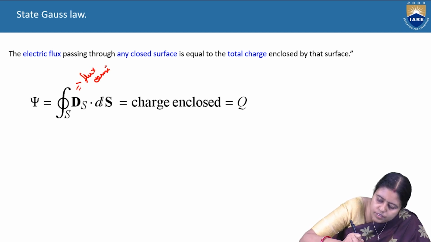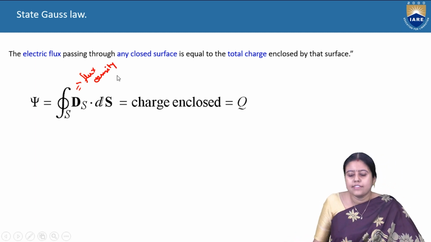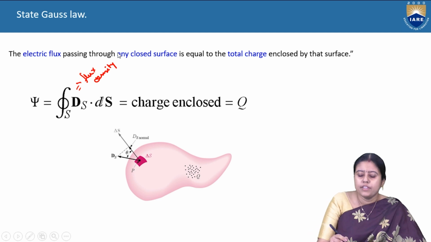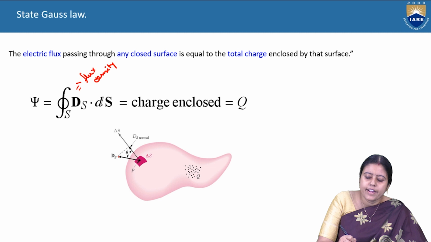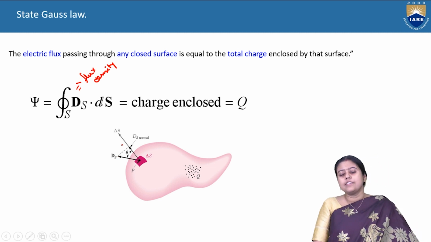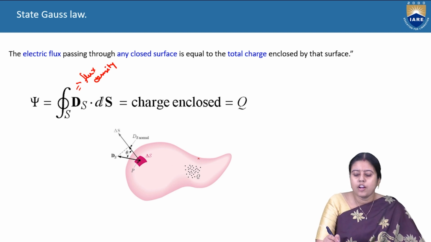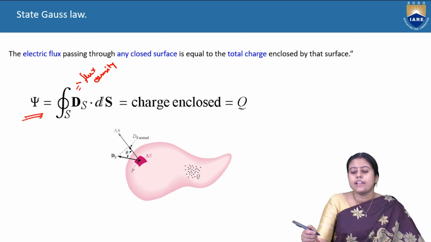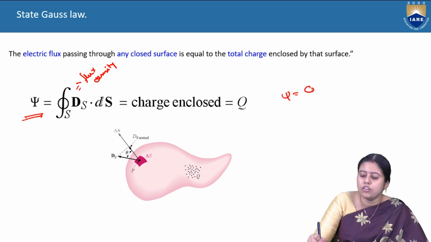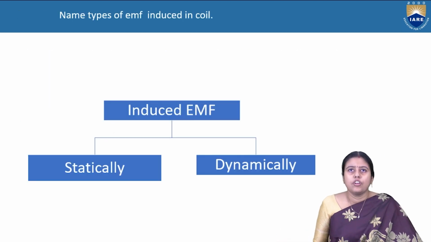Flux density in the direction of ds is equal to the charge enclosed, Q. If we think this is a surface and the number of charges is equal to Q, the direction of the flux density is ds, then we can say that Q, the number of charges enclosed, is equal to psi. The unit of psi is also coulombs. This is Gauss law.